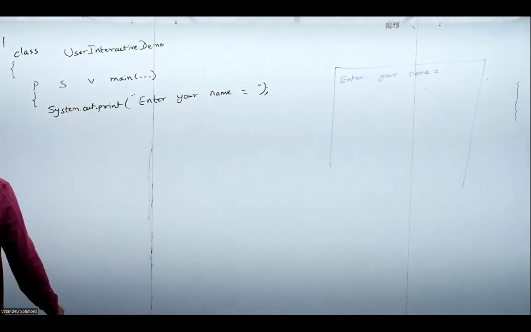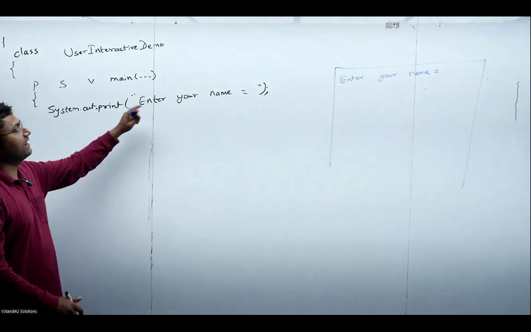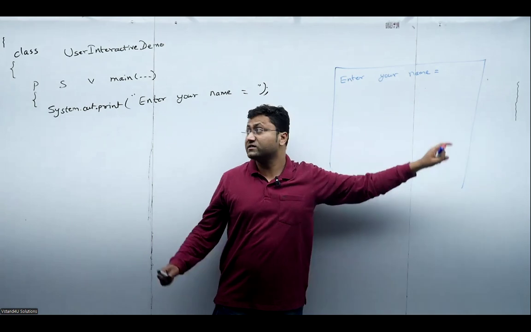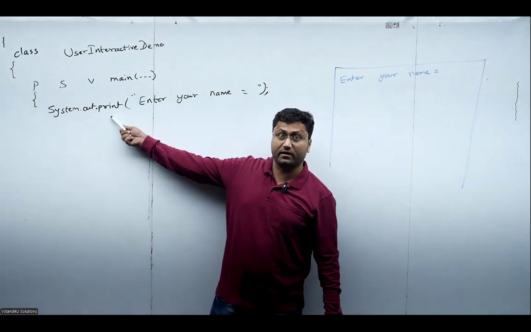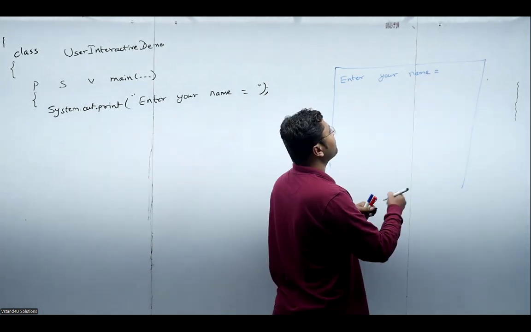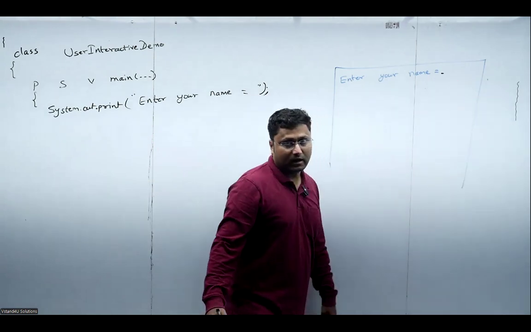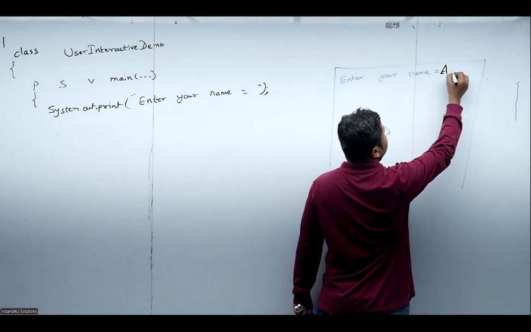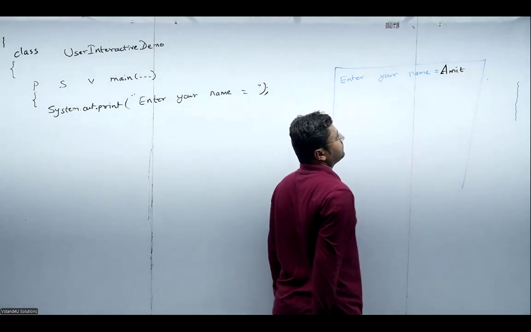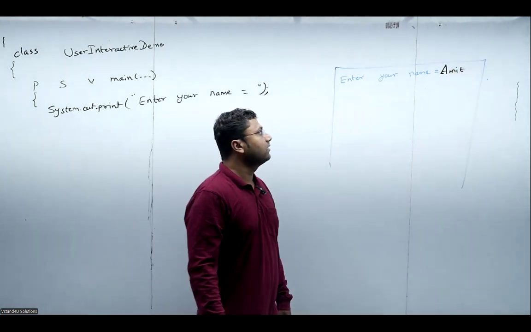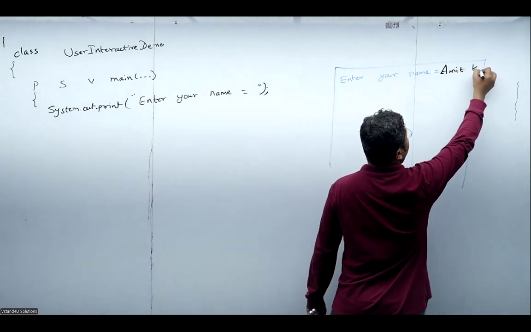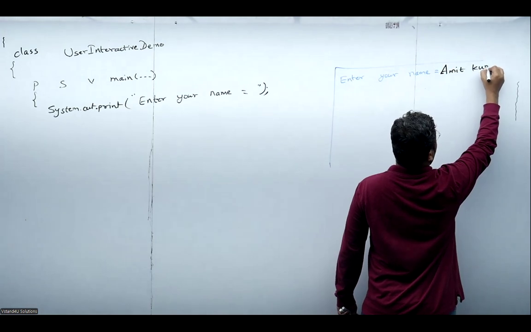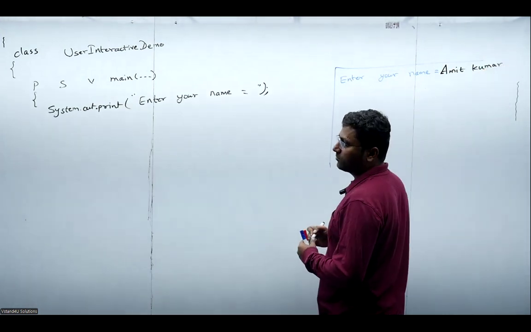Now whatever name has been given, enter your name. So once this has been printed on the console, since I'm using the print method, not println, the cursor would be somewhere blinking here. Am I right? Agree? And say the user has given data. Consider the user has given Amit as the data. Or let me write down Amit Kumar entirely. Amit Kumar is the name of the person.